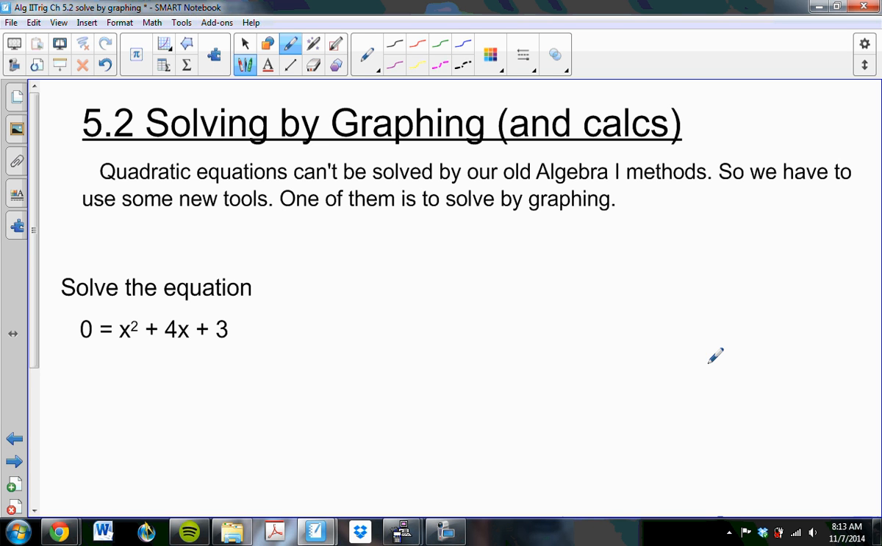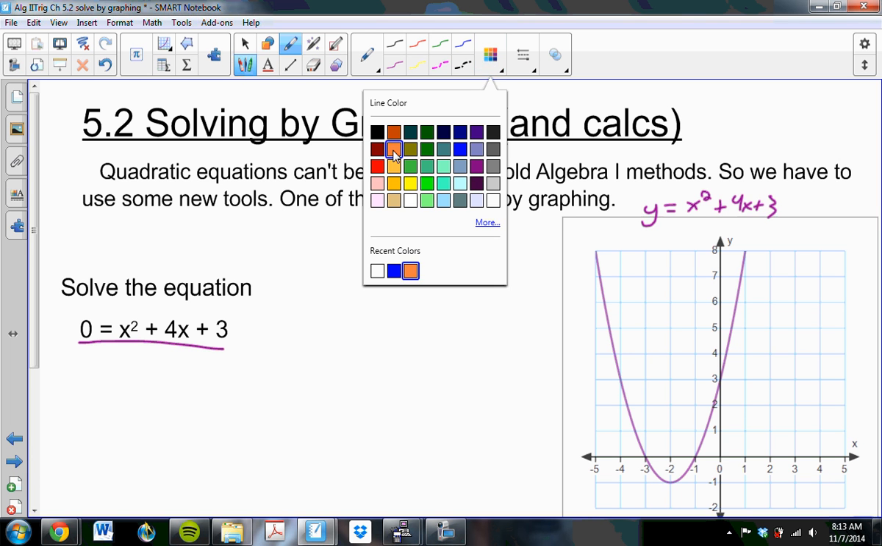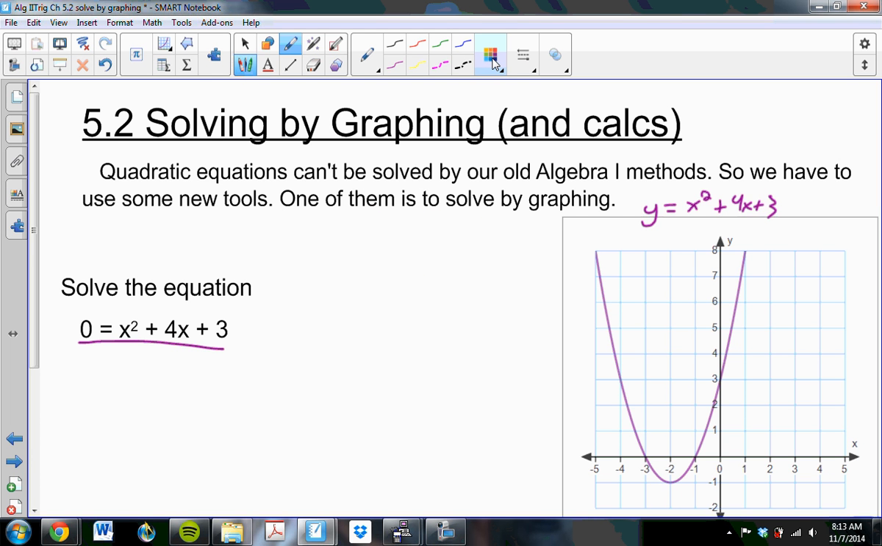I can't graph this equation the way it's written because there's only one variable. But I can graph the equation y equals x squared plus 4x plus 3. If I graph that equation, it'll look like this. Just take my word for it, check it. That's how that graph is going to look. This graph shows every possible solution to the equation y equals x squared plus 4x plus 3.